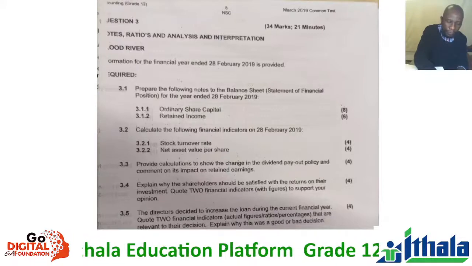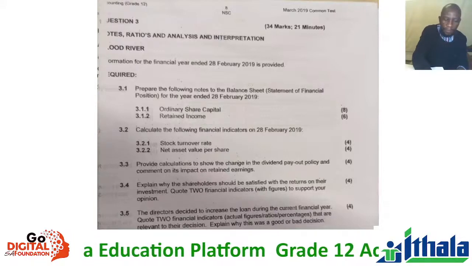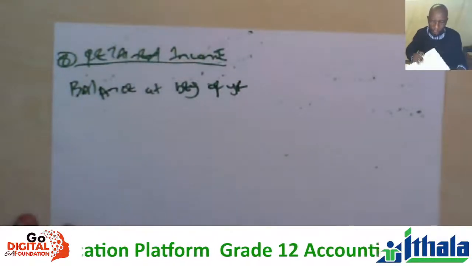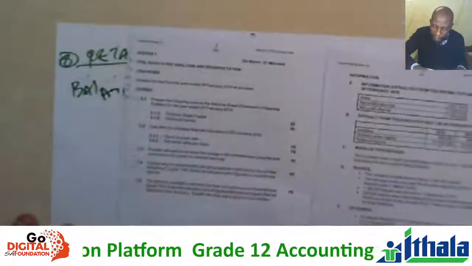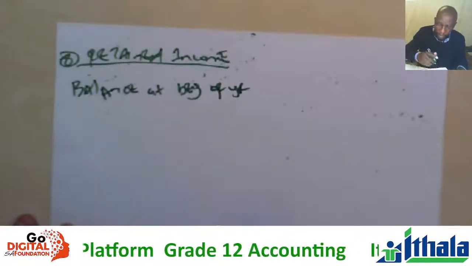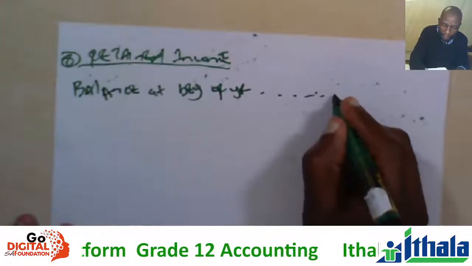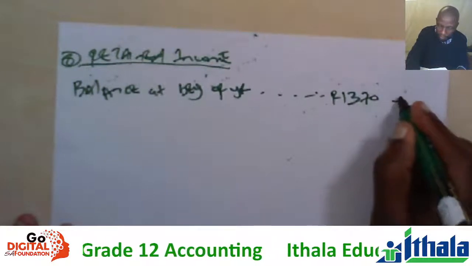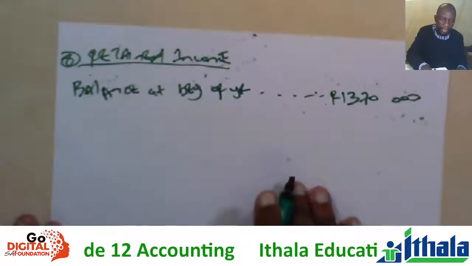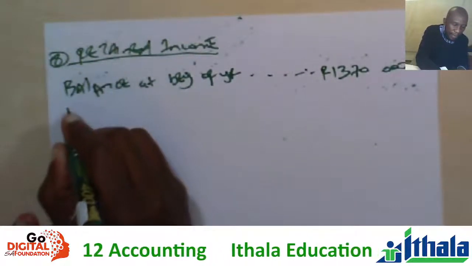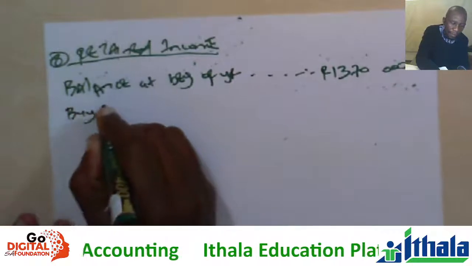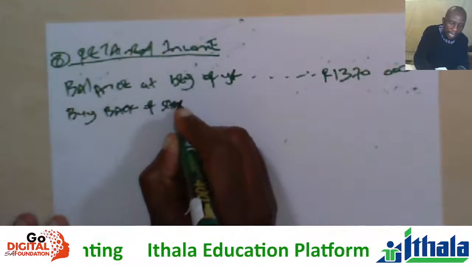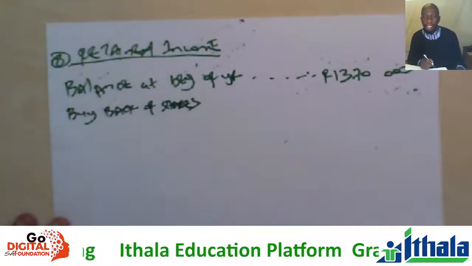Balance at the beginning of year, right? What is the balance at the beginning of the year? So it says here, check lapha, balance retained at the beginning of year. Nathi figure yakhona sinikeziwe eya last year. It's 1370, right? And then after this one, sine buyback of shares. Mangathanda ukuthi buyback of shares ungathi repurchase of shares.